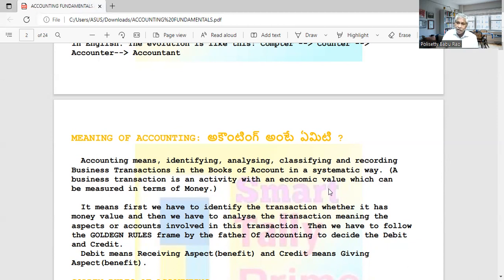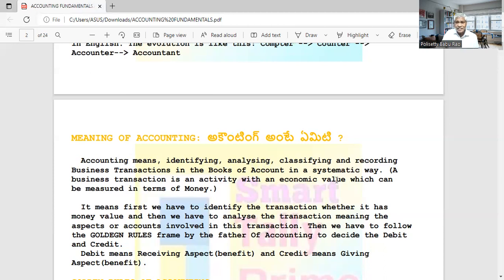Suppose you are not going by auto, but going on foot. Can you measure the walk in money? Does it have economic value? No. You cannot measure walking in terms of money. You cannot say, I walked for 50 rupees. There is no such thing. That is why a business transaction is an activity with an economic value which can be measured in terms of money. And accounting means, in every business transaction, we have to identify the transaction first, analyze what happened in the transaction, and then classify it.